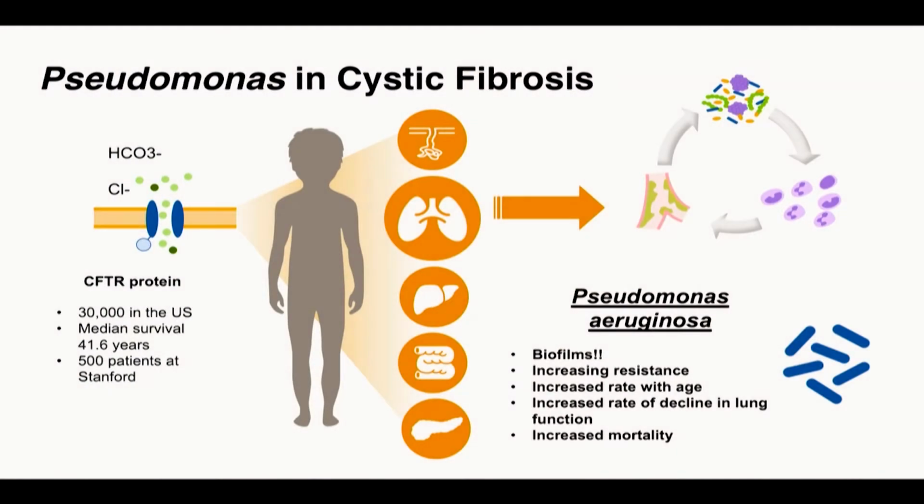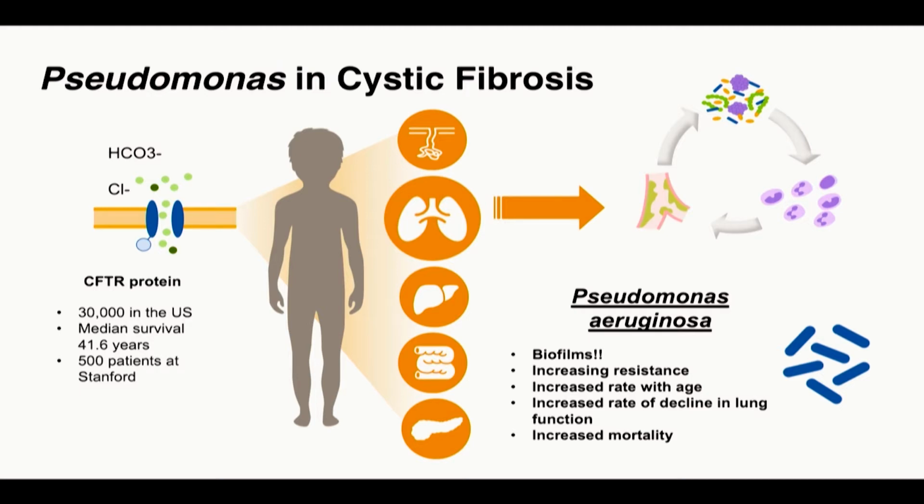So cystic fibrosis is an autosomal recessive fatal disease. It's caused by a mutation in the CFTR protein, which is a chloride channel. It's present throughout the body, so it is a multisystemic disease. However, the majority of morbidity and mortality comes from pulmonary disease. That's what I'll be focusing on today.